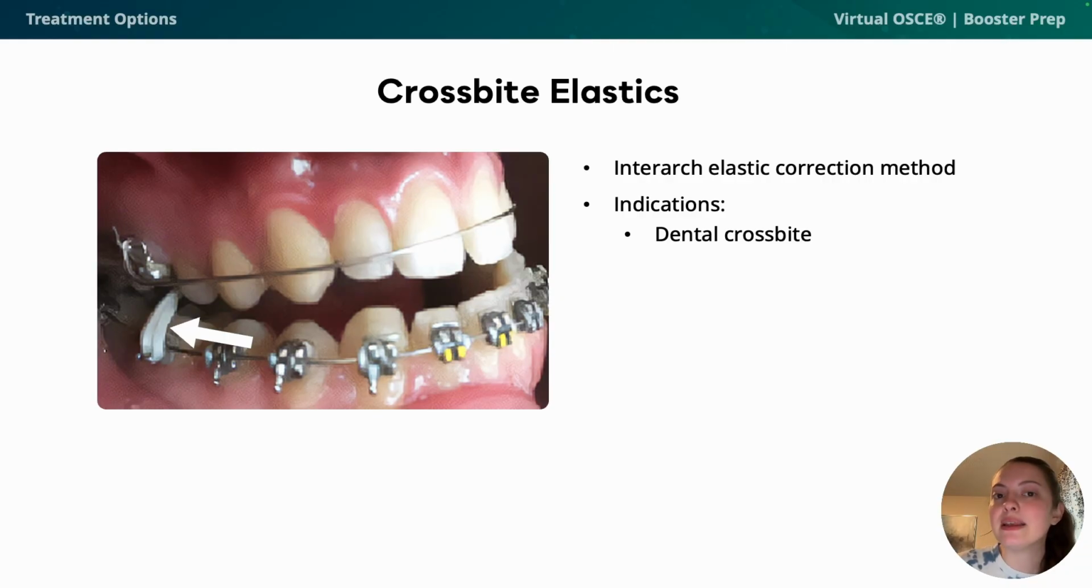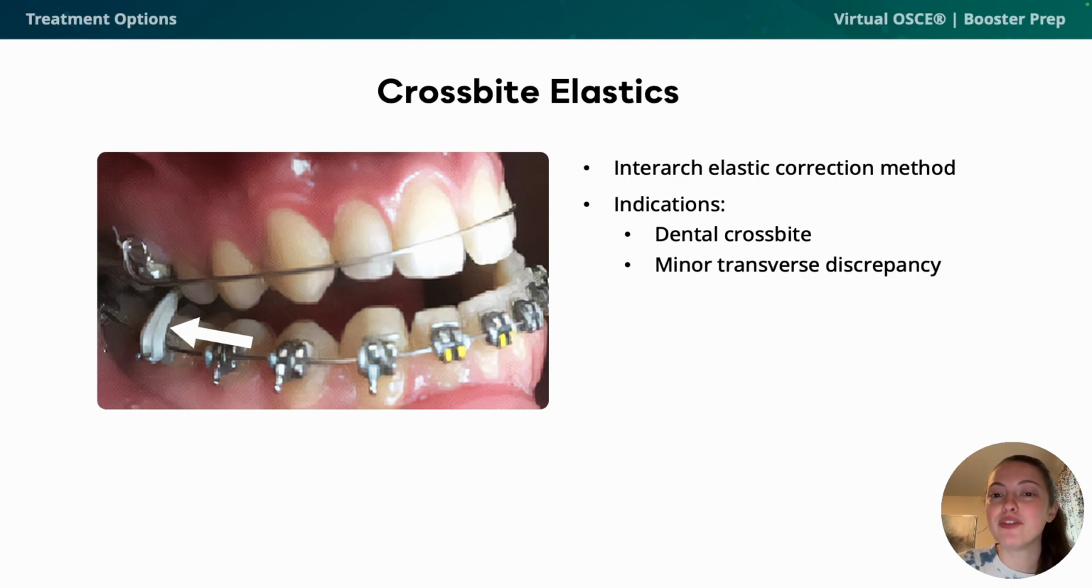Now, this does have a limited capability, so it's only used for minor transverse discrepancies. If a patient is in full crossbite, we would recommend a palatal expansion device instead, but with just one or maybe two teeth in crossbite, we should be able to get away with these crossbite elastics if the patient's compliant. So these are indicated for a patient with a minor transverse discrepancy, such as one tooth in posterior crossbite.